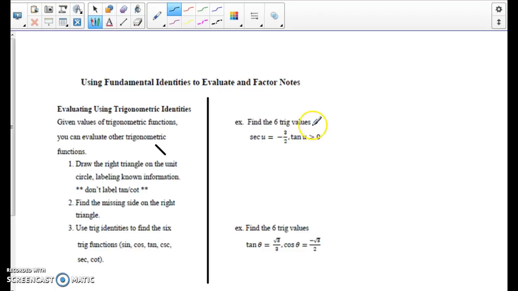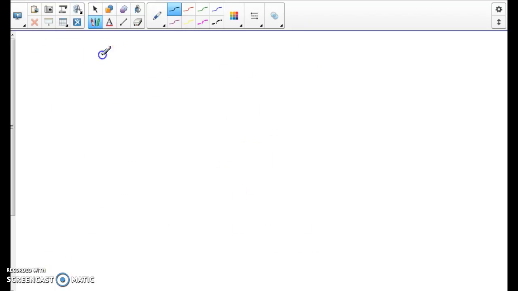Find the trig values, given that secant of u is equal to -3/2 and tangent of u is greater than 0. At which point you start to freak out and go, but Miss Anna, you didn't give us one where you just said greater than. Okay, so pause for a moment and let's take a look at this page. No different. Do you remember?